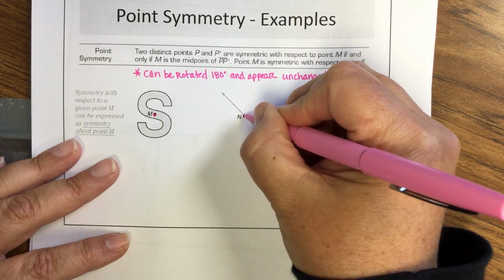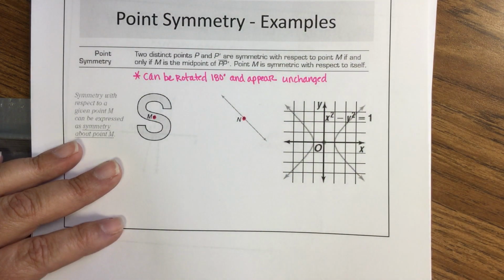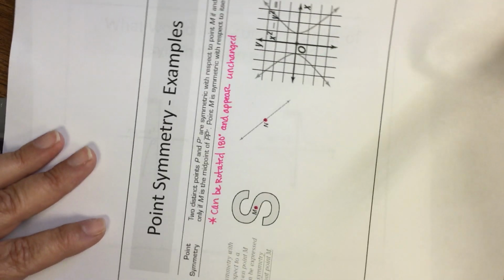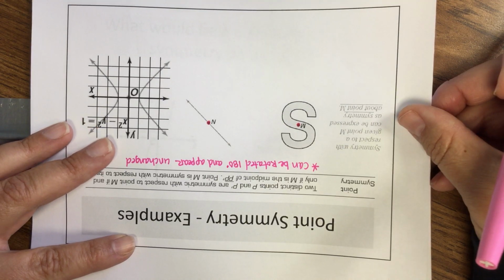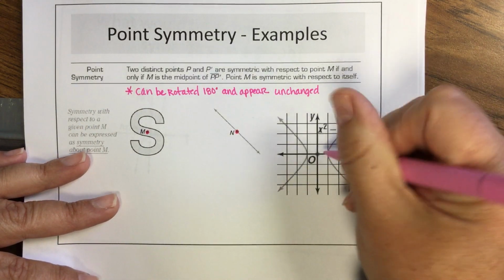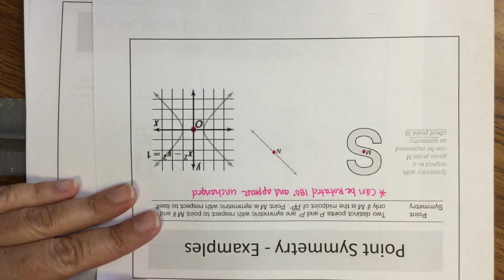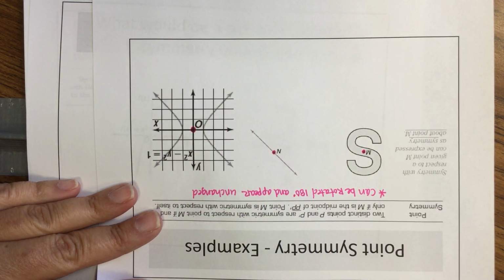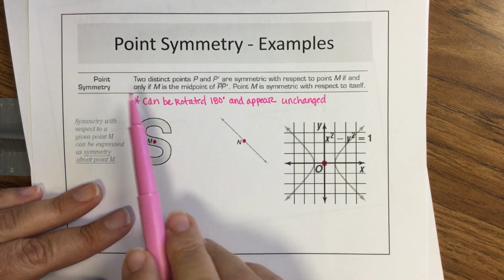Now this line, if I pick N as my point of symmetry and I rotate it, and it doesn't matter which direction we go when it comes to 180, we can go 90, 180. Does it look exactly like it did when we first started? Yes. Therefore, it does have point symmetry at point N as in Nancy. Let's look at this graph. If I pick the origin and I rotate this graph 90, 180, it looks exactly the way it did when we first started. Okay, so all three of these examples have what we would call point symmetry.